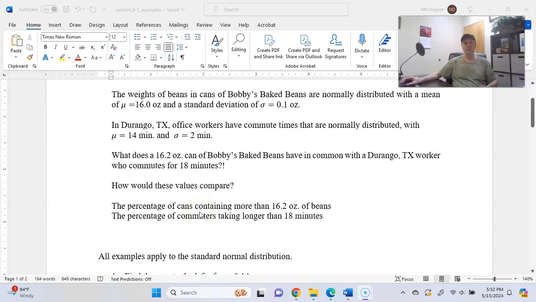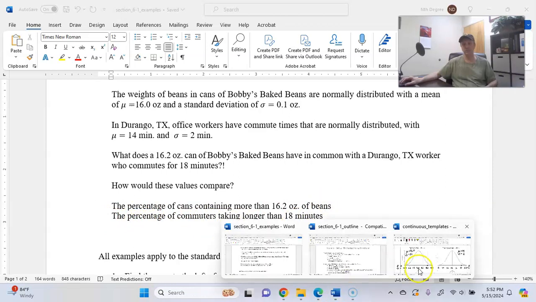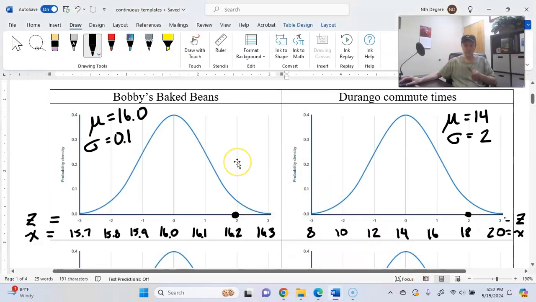All right, so what about this follow-up question? How would these values compare? The percentage of cans containing more than 16.2 ounces of beans, and the percentage of commuters taking longer than 18 minutes. Let's chart those out on these graphs.